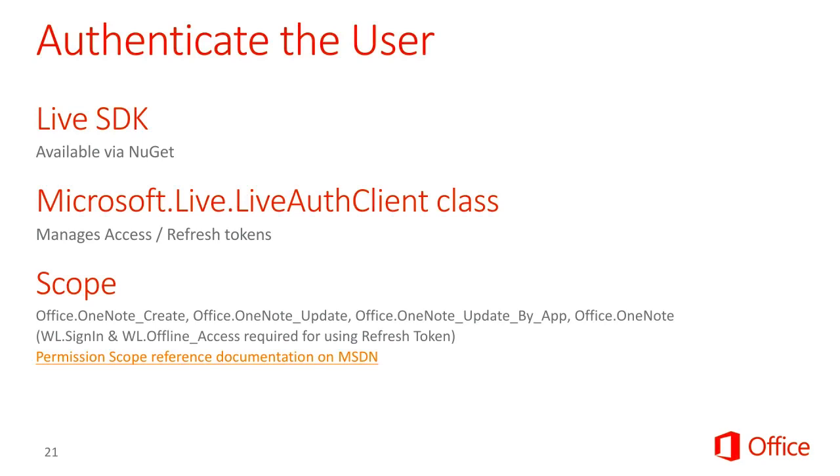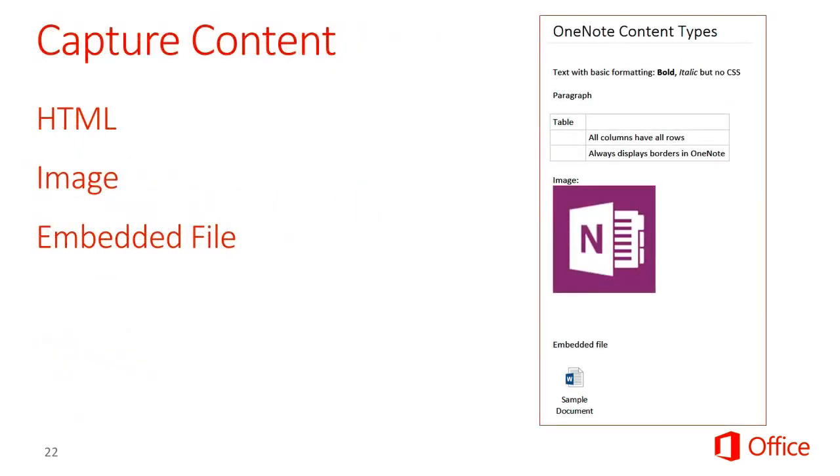There's a couple different scopes that are available that you can define. The different scopes are the different permissions. So things like creating a OneNote, updating a OneNote. All of those things are referenced in the permission scope reference available on MSDN at the link provided here. You can also capture content either as HTML, as an image, or an embedded file, as I mentioned earlier.